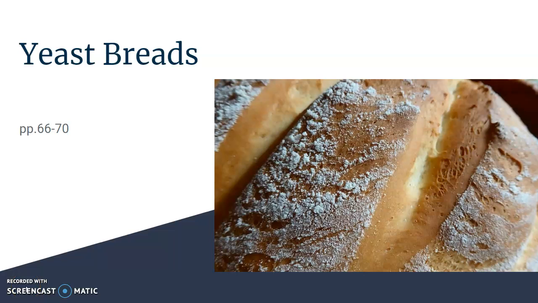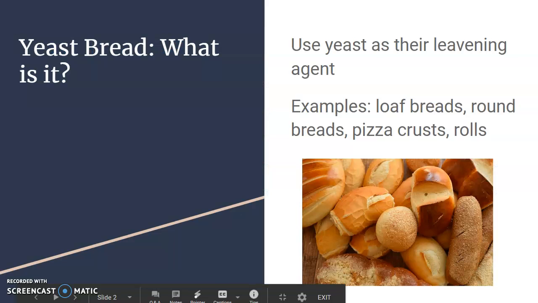Alrighty, so today we're going to be covering pages 66 through 70, and we're going to be talking about yeast. So yeast breads are a little bit different from quick breads, which you guys read about yesterday. And the difference is what the leavening agent is. Okay, so yeast breads, as the name implies, are going to use yeast as their leavening agent.